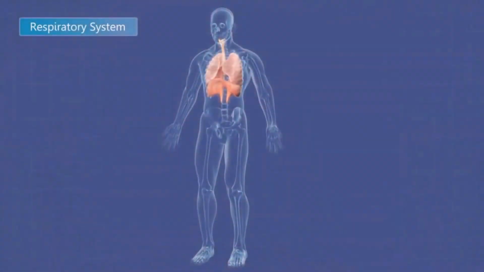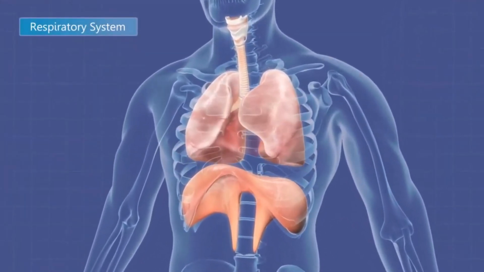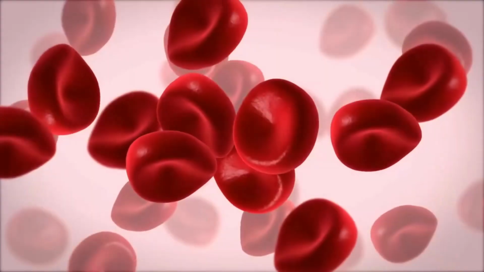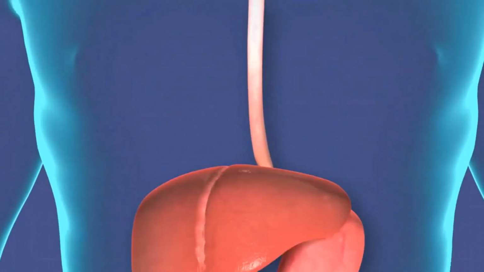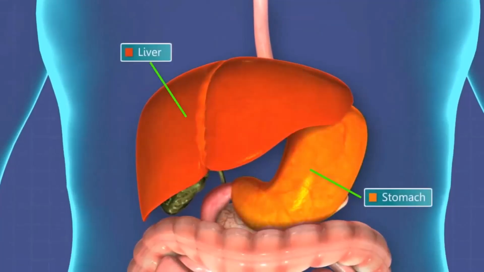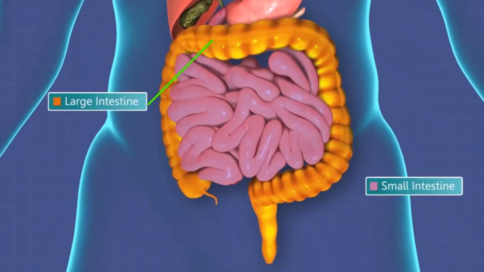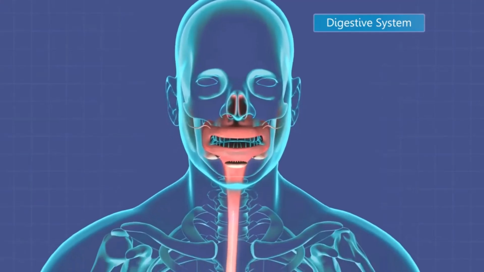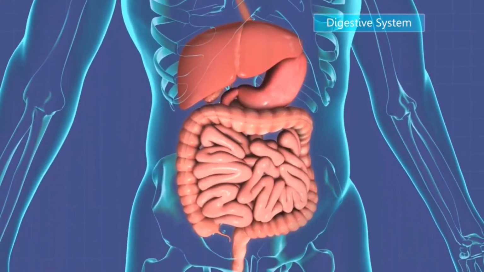The respiratory system includes the nasal passages, the trachea, and the lungs. The respiratory system removes carbon dioxide from the body and delivers oxygen to the blood. The digestive system includes the stomach, the liver, the gallbladder, the large intestine, and small intestines. The digestive system processes food for use by the body and removes waste from undigested food.